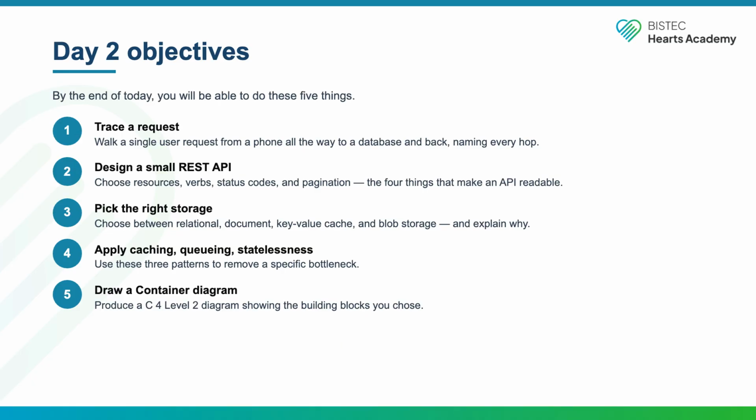3. Pick the right storage. Relational, document, key value cache, object store. Each has a sweet spot, and we will give you a 1-page cheat sheet. 4. Apply caching, queuing, and statelessness. 3 patterns that make modern systems fast and scalable. We will explain each from first principles. 5. Draw a container diagram, C4 level 2. The picture you would show a fellow developer to explain, this is how my service is built. That is the day.